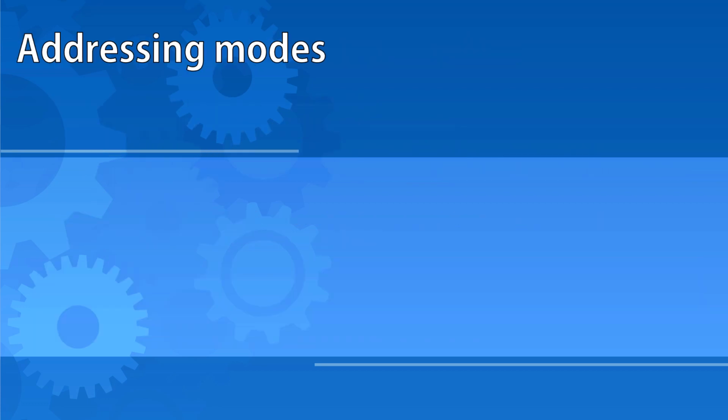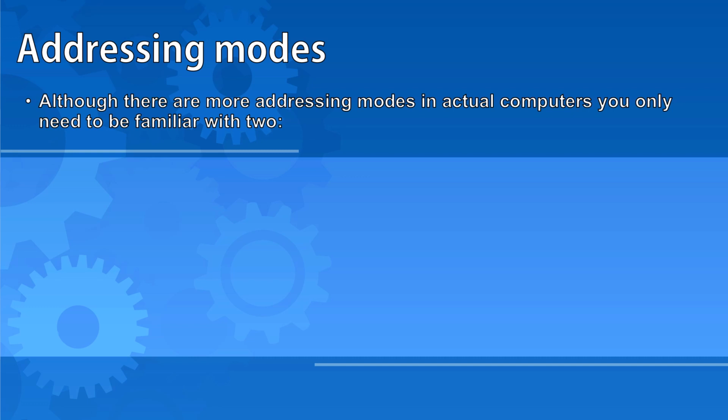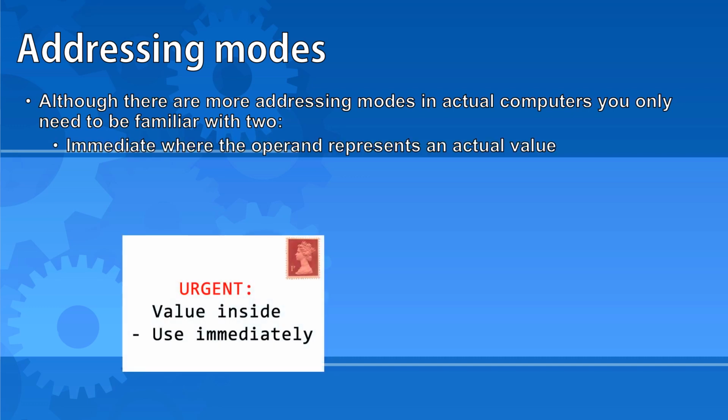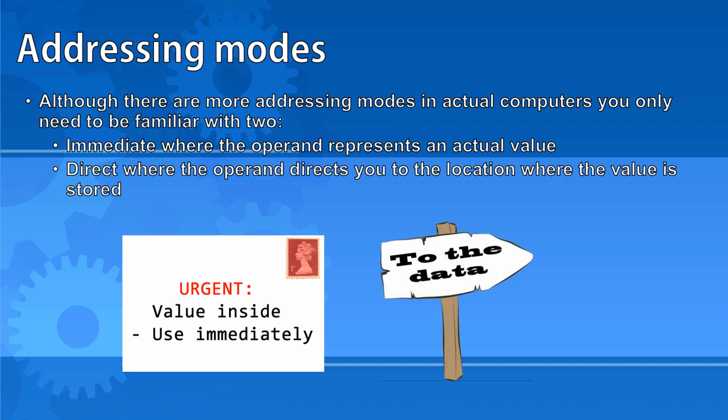Although there are more addressing modes in actual computers, you only need to be familiar with two of them. Immediate addressing, where the operand represents an actual value that you can use immediately in a calculation, and direct addressing, where the operand directs you to the location where the value is stored.